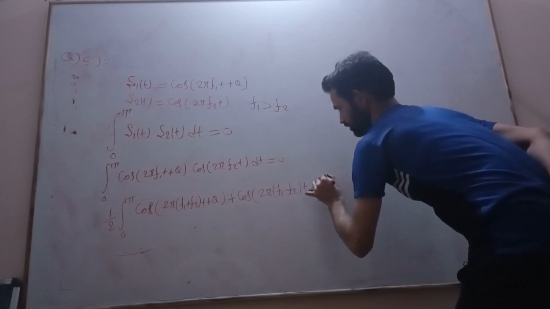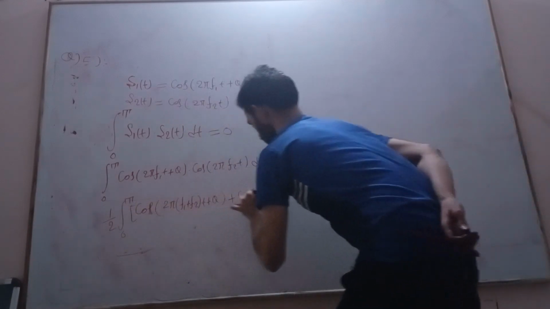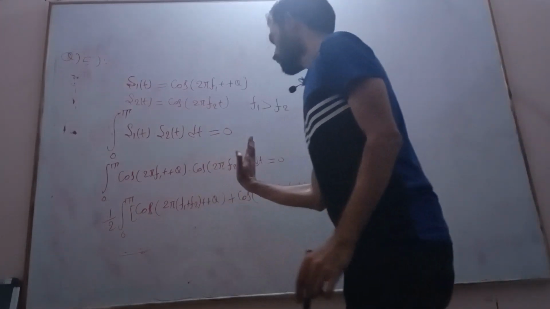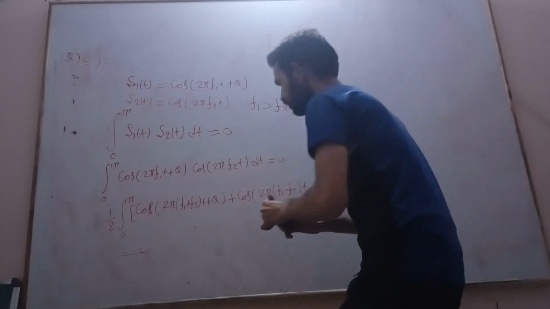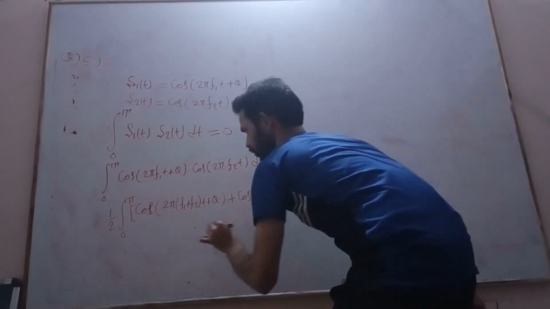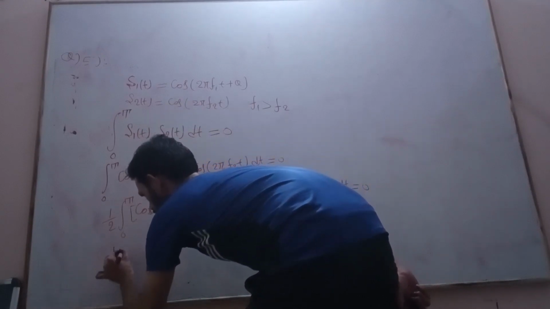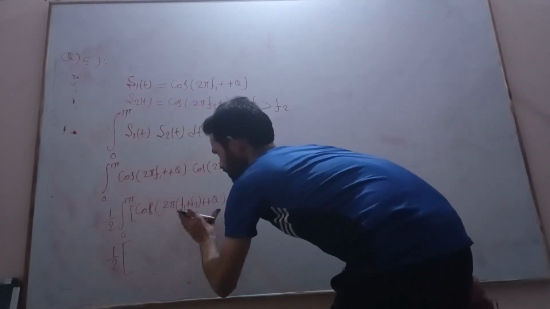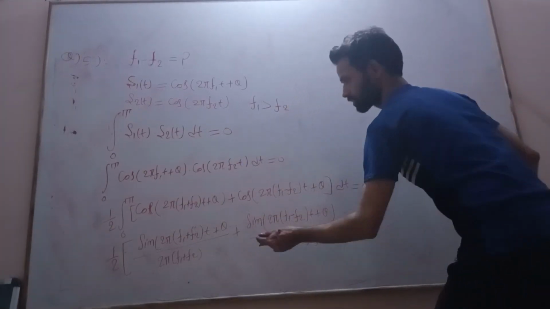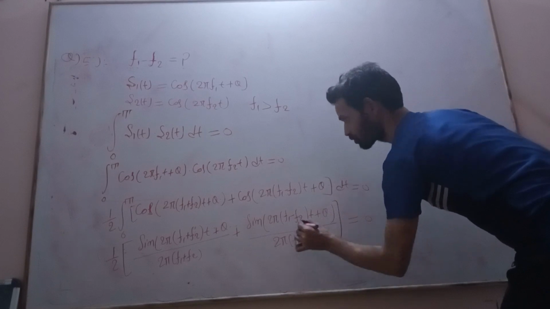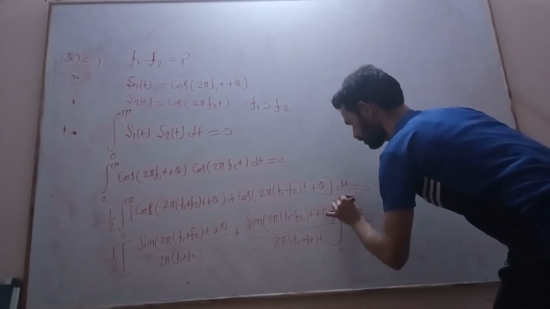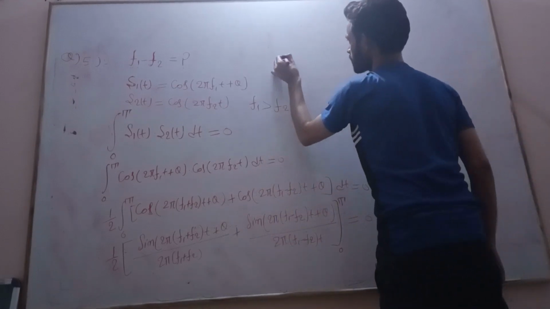So now we are going to integrate this, and it must be equal to 0. When you integrate, the integration of cos is sine. Just put the upper limit and lower limit, 0 to T. So the upper limit is sine.